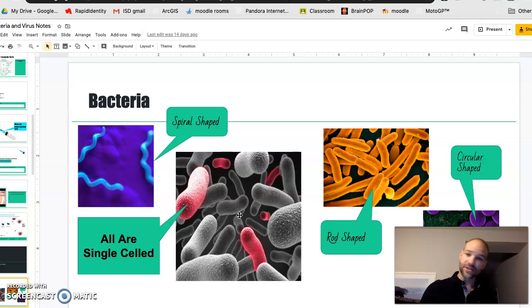And then we also have circular shape, and those are called coccus. So those are the three most common ones. And we find them all over the place, on your skin, on surfaces, in the soil. They're very important there. They're in your body, they're in your mouth, they are everywhere. And here's the thing, they are all alive and they're all just one cell big. And when I'm talking one cell, I mean a tiny cell.